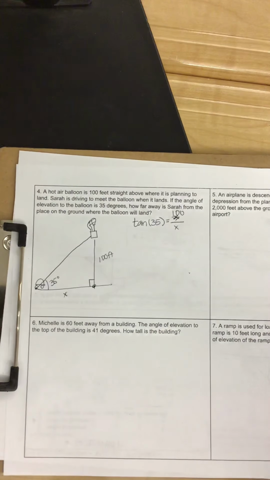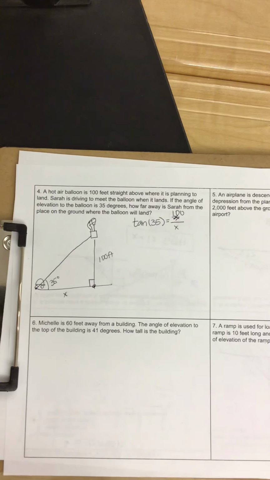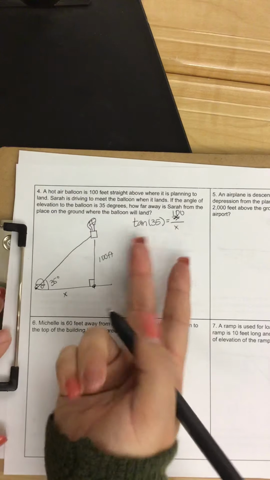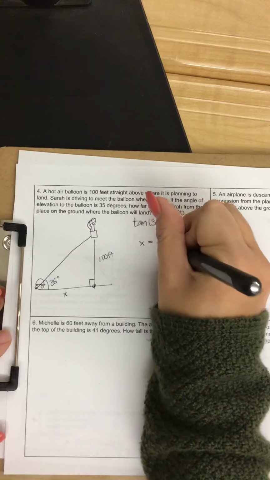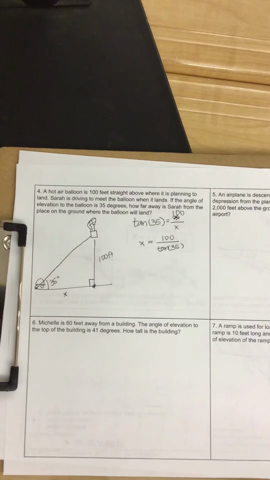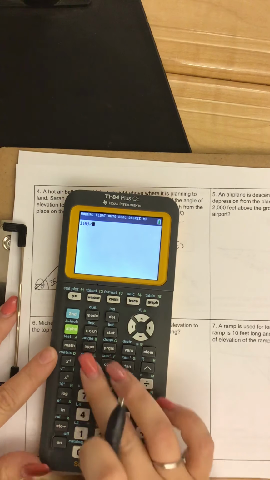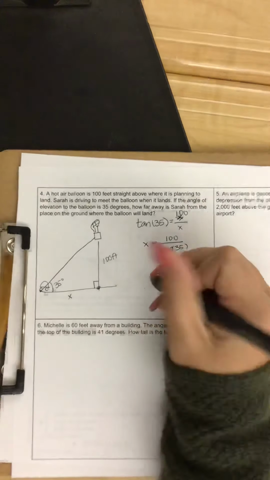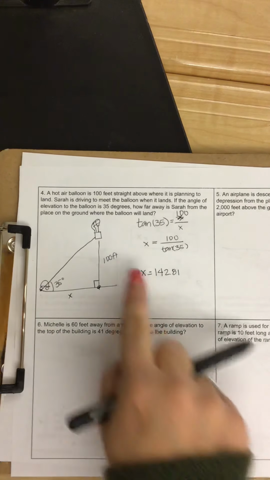All right, so this is the first time we've actually had the situation today where the x is on bottom. So you have a lot of options here on how you want to solve this, but the easiest one is if you have the x on the bottom, you can just flip-flop these. So x is equal to 100 divided by the tangent of 35. And that just goes directly into your calculator. So you get 100 divided by the tangent of 35 degrees. And you get 142.81, and then we're talking about feet here.